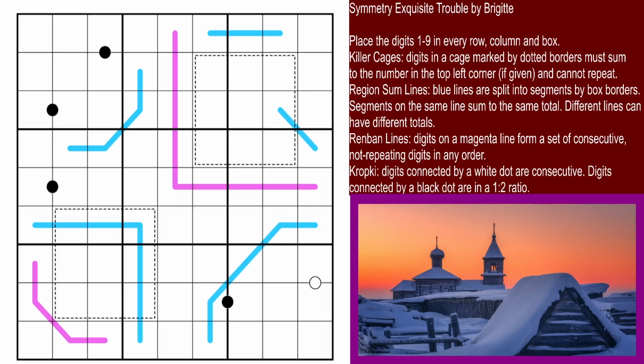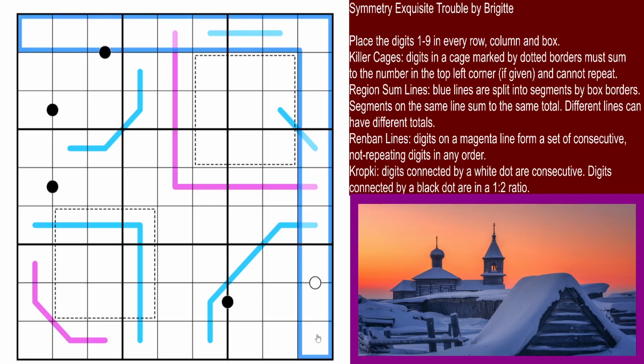Today we are going to solve this puzzle, Symmetry Exquisite Trouble, and it is by the username BR1312P, but it's actually Brigitte. Yeah, the username looks like a password itself, but it's actually another form of Brigitte. So this one is from Brigitte, Symmetry Exquisite Trouble, and this is a four-star puzzle in difficulty on Logic Master.